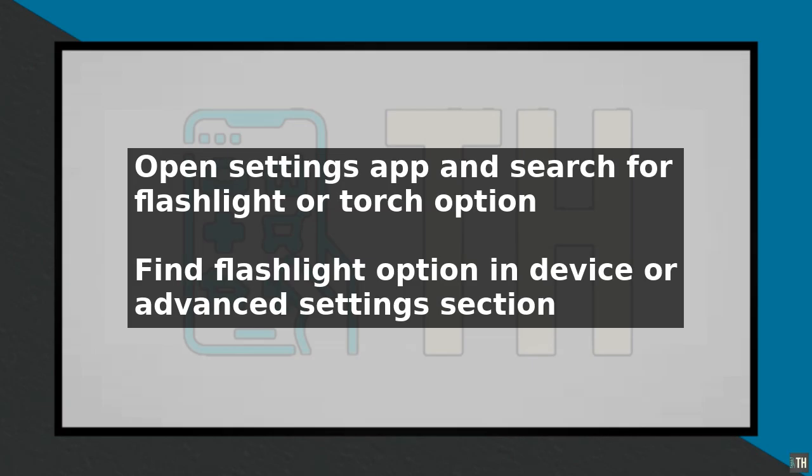Some devices also provide a shortcut to turn on the flashlight, such as a gesture or a button combination. For example, some devices allow you to turn on the flashlight by pressing the power button 3 times.